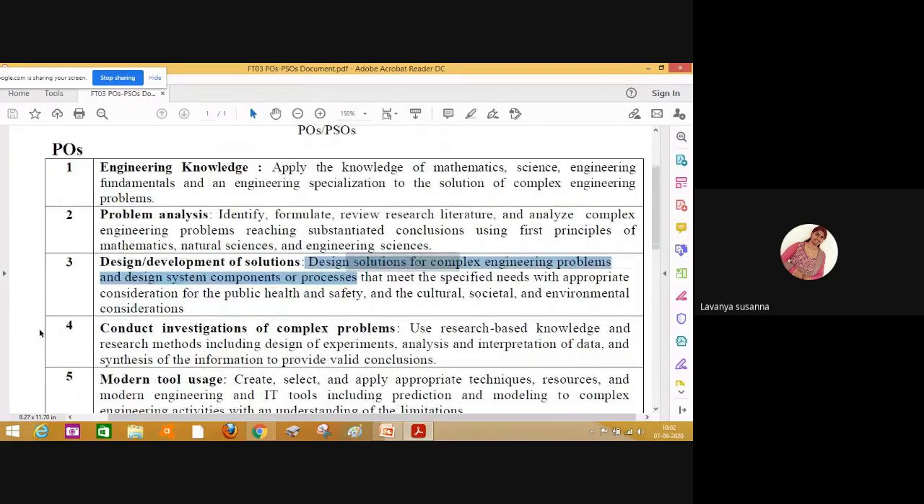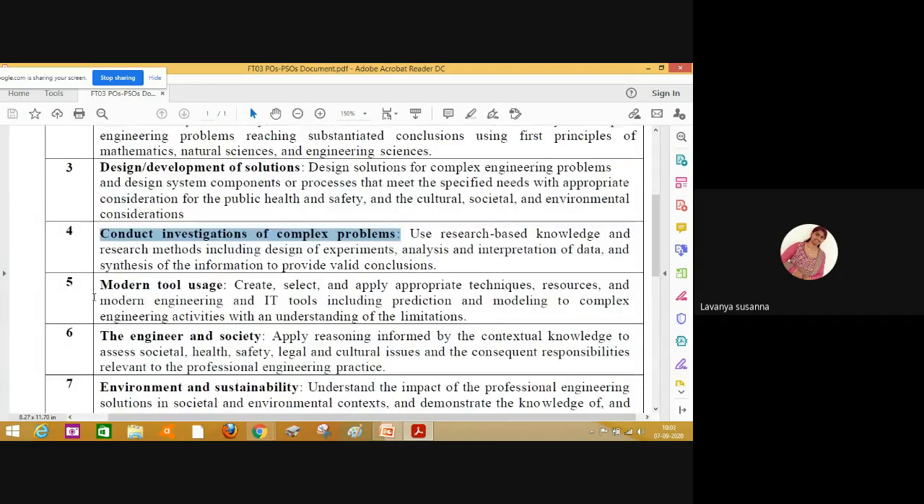And this CO3 is mapped to PO4. PO4 is conduct investigations of complex problems. Here various methodologies are used to design these UML diagrams, which help you to implement the complex system. Next, this CO3 is mapped to PO5. PO5 is modern tool usage. Using a modern tool like Rational Rose software, you will draw the UML diagrams, which will help to implement the complex system.